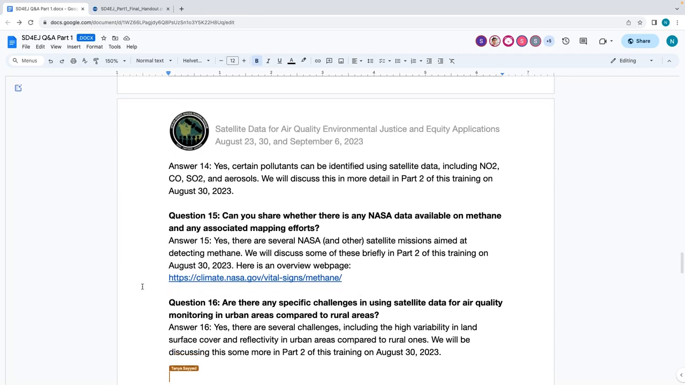Can you share whether there is any NASA data available on methane and any associated mapping efforts? Yes, there's definitely several NASA missions that measure methane. It looks like we've included a link here, and we'll touch on this briefly next week.